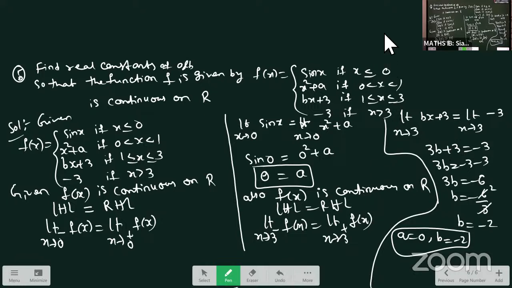One more question. If the question says show that it is continuous, we take LHL is equal to RHL. Suppose there is an unknown in the question, like a K value, find K. F of x is continuous on R, find K. That value we have to find by considering the values given in the question. So next question.